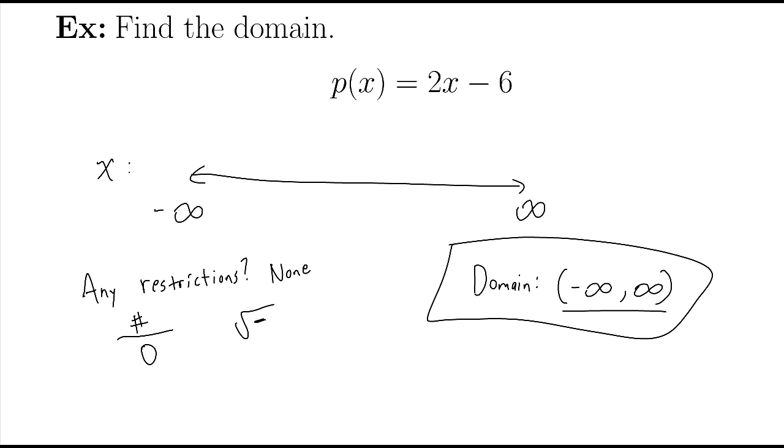You start at negative infinity as your lowest point. You go all the way to positive infinity as your highest point, and you always put parentheses when you're dealing with infinity. So my domain is negative infinity to positive infinity.